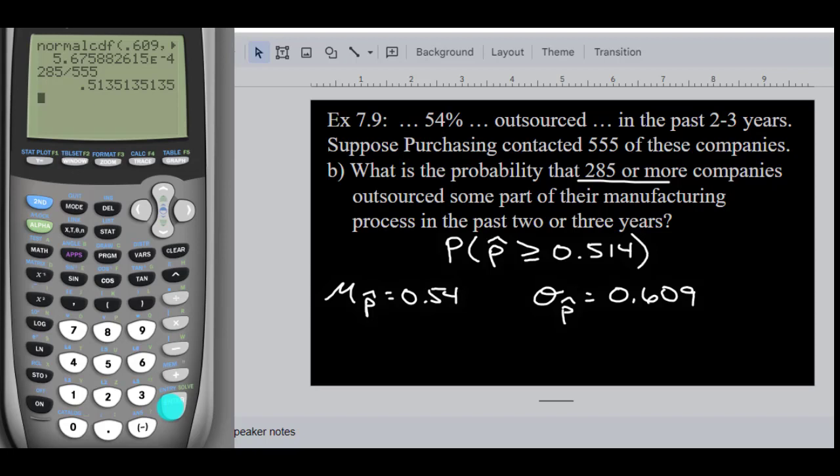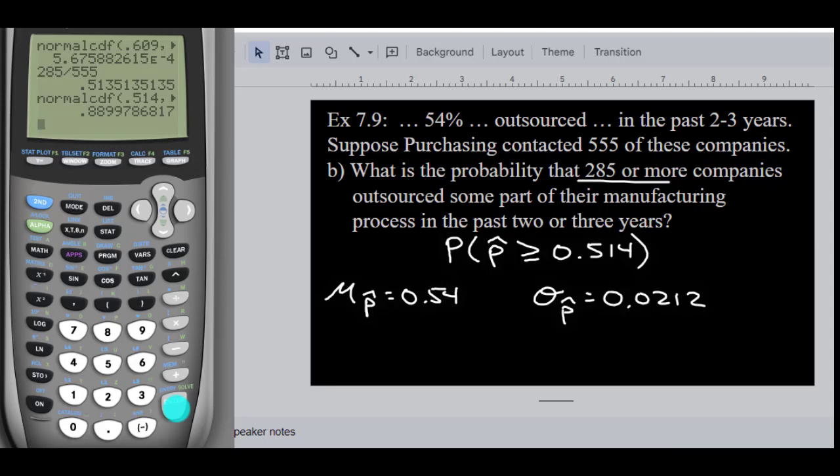So we'll go over here to our calculator again, second variables, down to normal CDF. And this time our lower boundary is the 0.514. Our upper boundary is still the 1E99. And all these other, oh, actually, the 0.609 was that other thing. So it's a good thing this is still on here for us since I had to erase it. 0.0212, that was our standard deviation. So then we'll go ahead and paste this and hit enter.